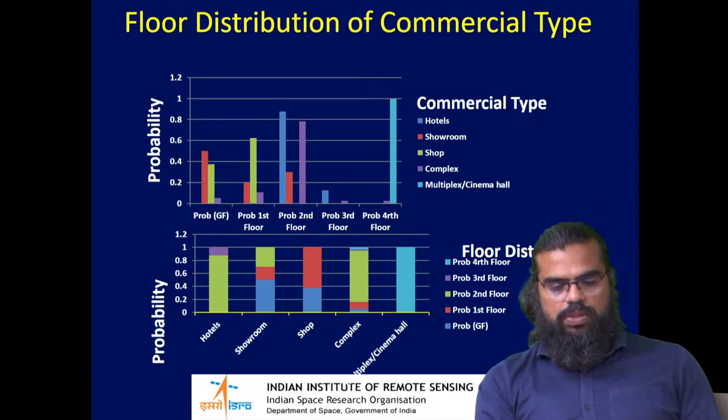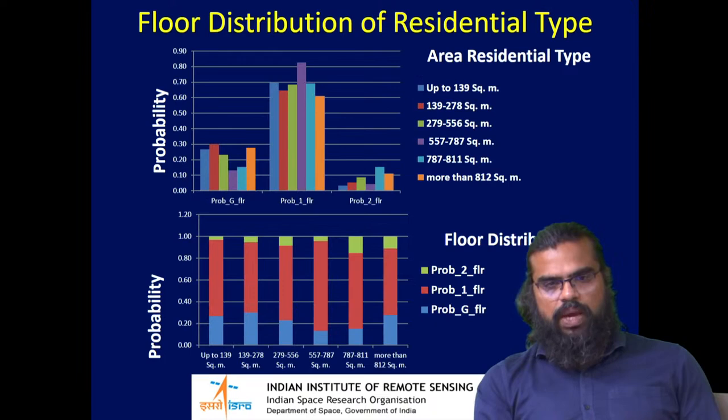Similarly, for showrooms, 50% of all the showrooms have just a single floor, that is, a ground floor, and around 10% have 2 floors, and another 10 to 25% have more than 2 floors. So this distribution of different land use is already available to us, along with the different classes, and then we generate the suitability map which we have seen earlier.